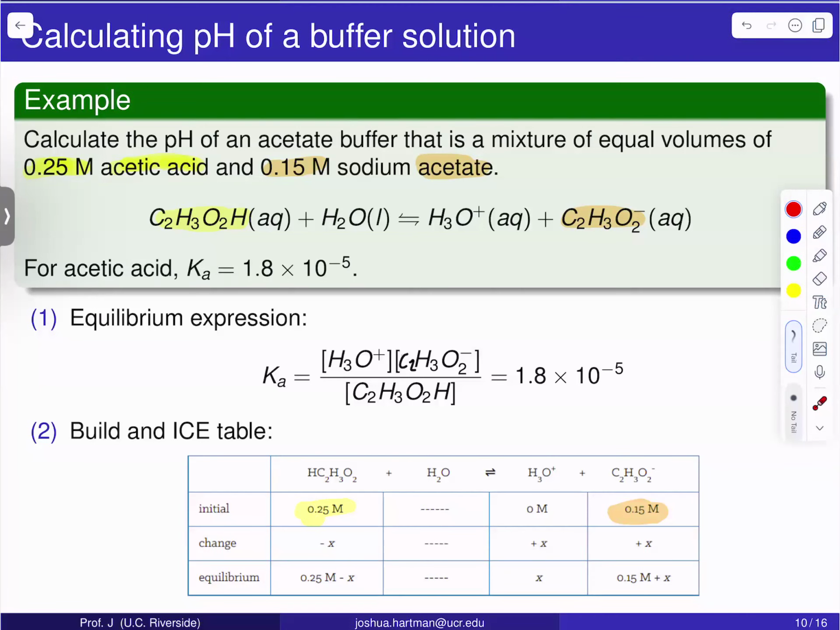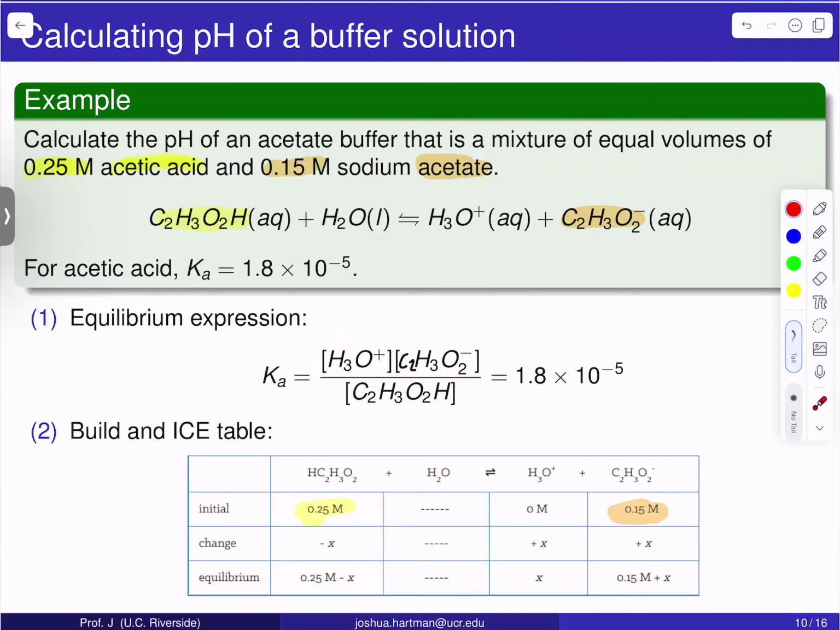The equilibrium constant expression for the acetic acid dissociation reaction is going to be written as follows. We have the hydronium ion concentration up top and the acetate ion concentration up top as well in a product, and then our initial reactant. And of course, as always, the liquid water does not show up in the expression.